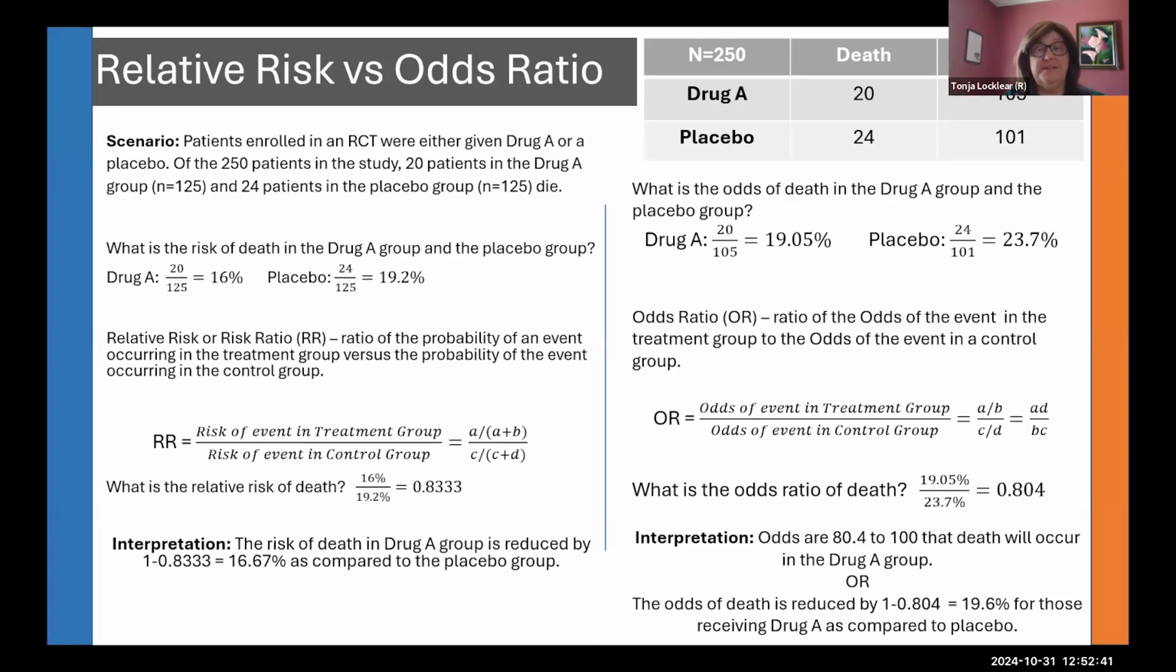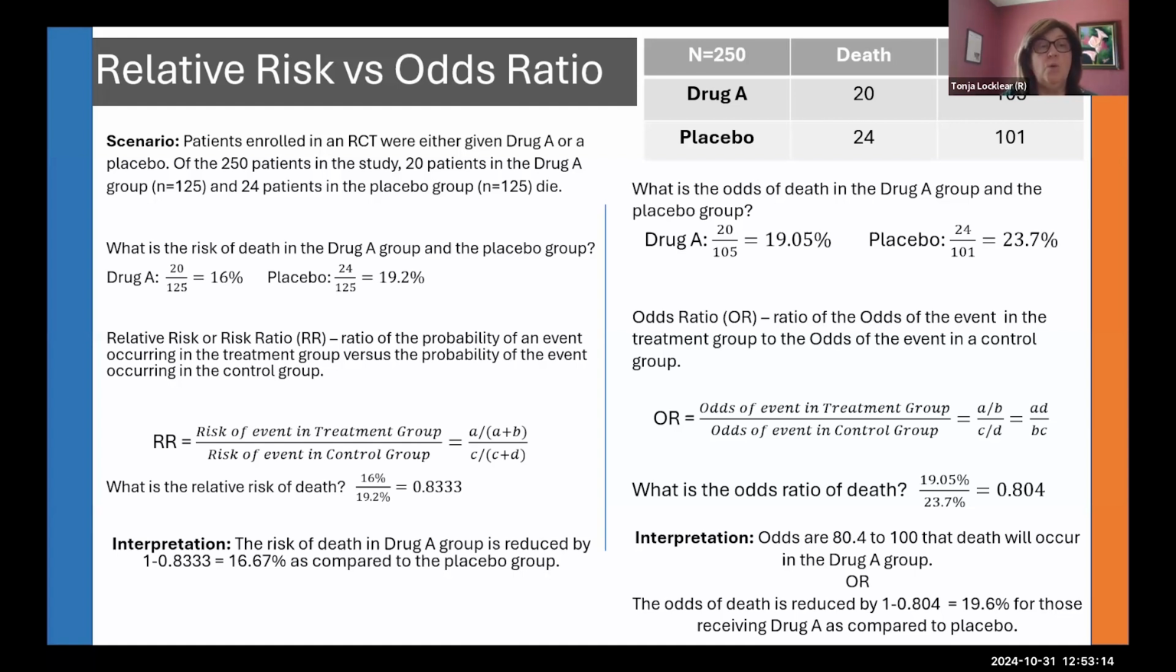So what do we mean with relative risk? I know there's a lot of words on this page, so I'm just going to go through it and hit the highlights. We're looking at this scenario: we've done a randomized control trial, and we're either giving drug A or a placebo, and we have 250 people total in the study. In the drug A group, we had 20 that died, and in the placebo group, we had 24 people that died. And so we have 125 in each group.